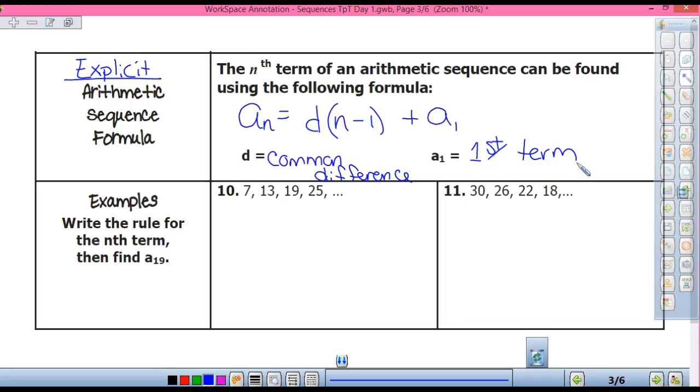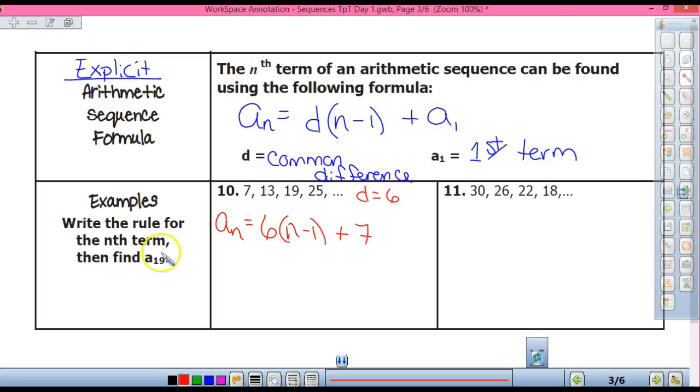So if we're going to write the rule, we're going to write it as A sub n equals, now what is my common difference here? D equals 6, we're adding 6 at a time? Okay, so A sub n equals 6, and then we write n minus 1 plus 2. Plus, what's our first term? 7. So there's my formula. It's not so bad, right?